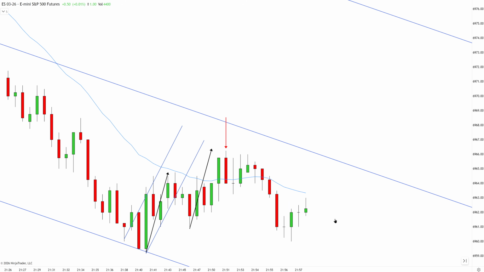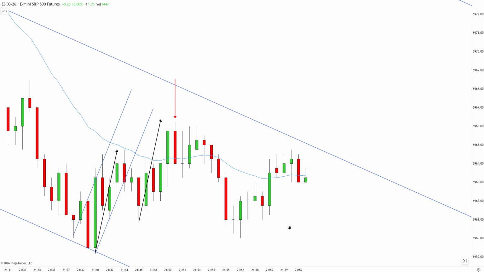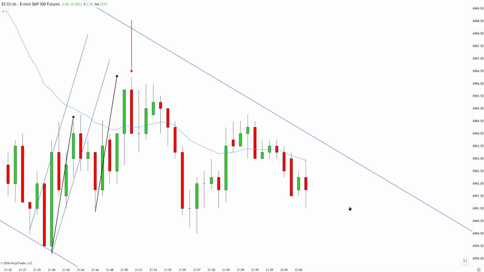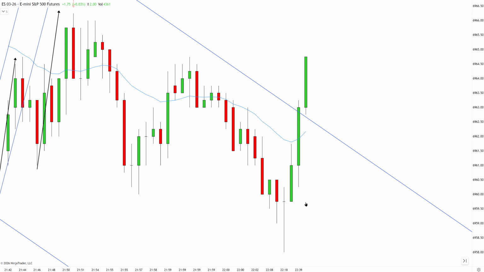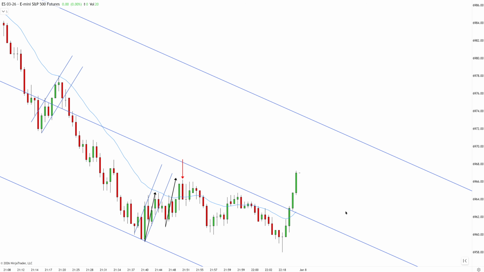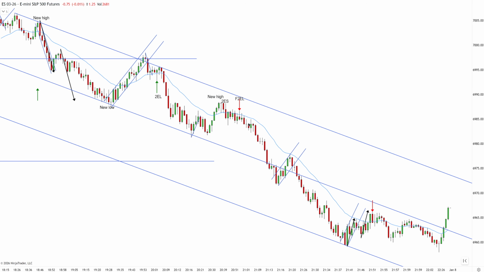The scalp was made, and now it's getting a little bit too late. There's even a decent lower high, but it's simply way too late. Market is about to close, and now the market is closing. So this is the overall structure for today.